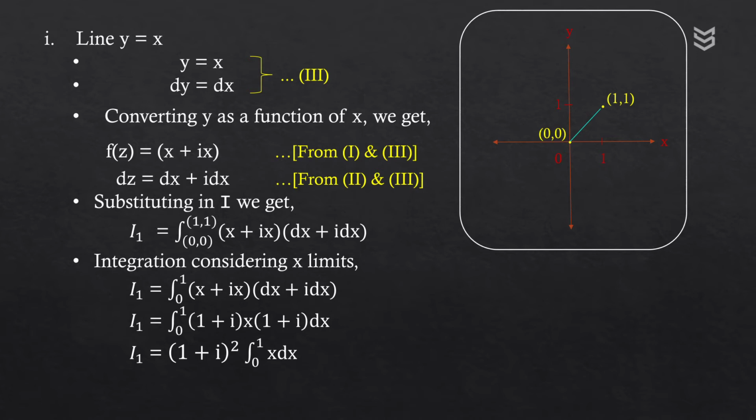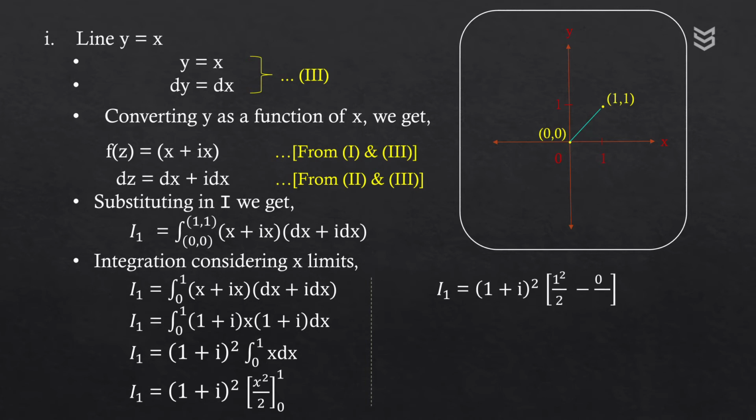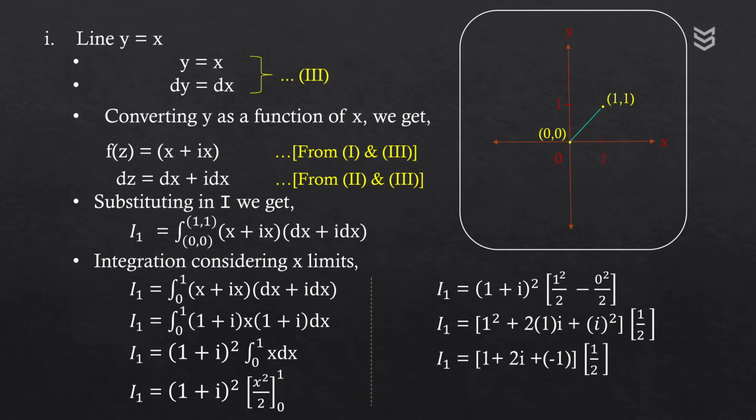After integrating, we get I1 equals (1 plus i) squared times x squared upon 2, where the limits of x are 0 to 1. Simplifying the definite integral, we get I1 equals (1 plus i) squared times (1 squared upon 2 minus 0 squared upon 2). Simplifying further using (a plus b) whole squared, we get I1 equals (1 plus 2i minus 1) into 1 upon 2. Canceling out 1 and 2, we get the value for the first line equation as i.